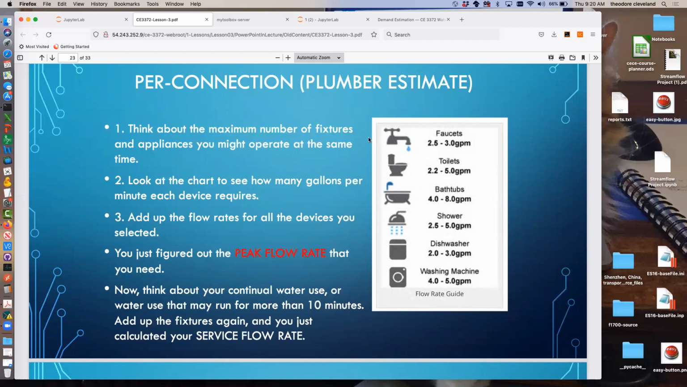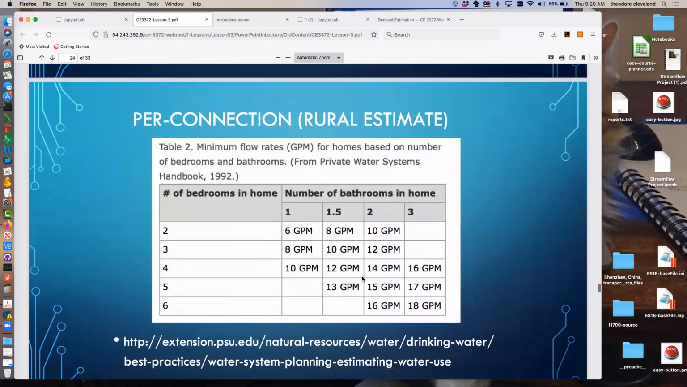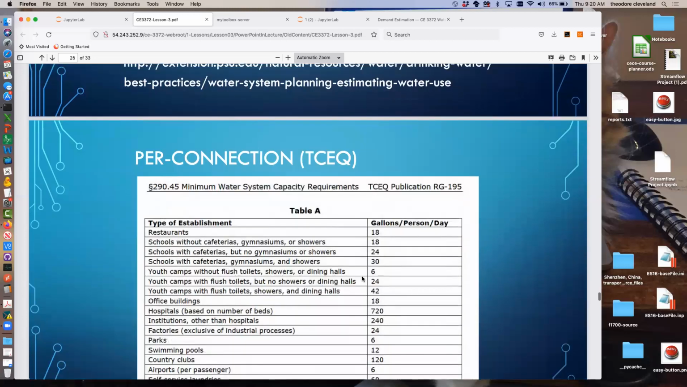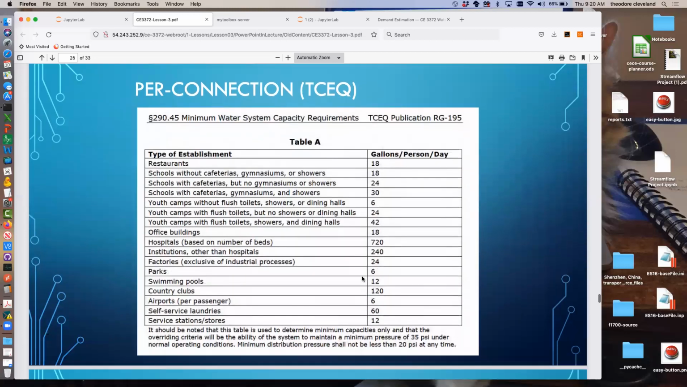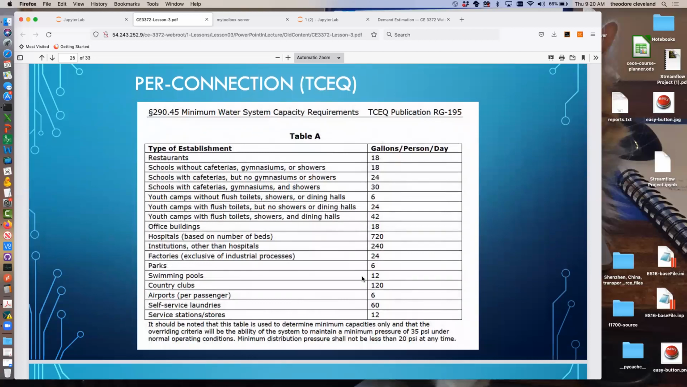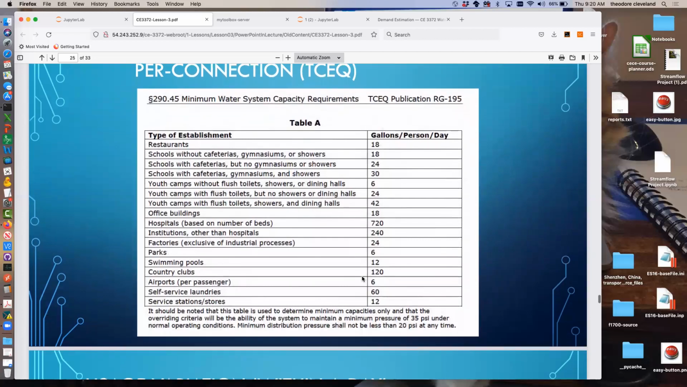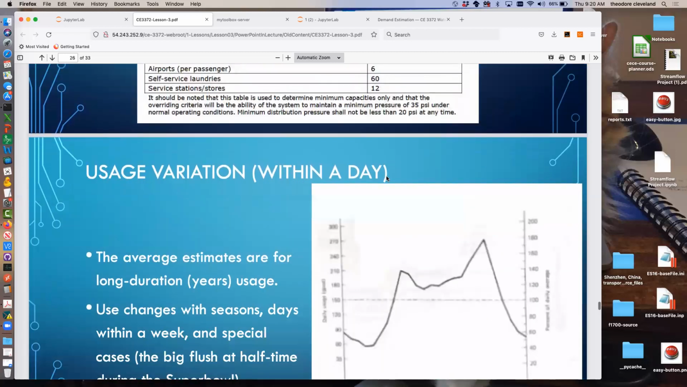You could go by the individual fixtures in the home, or you can use a table for rural estimates. My point here, as you're all packing up, as you correctly should do because I'm babbling endlessly, is there are a lot of ways to estimate potential water use. RG 195 has this table for water use per person per day based on the type of establishment. Schools where you're not allowed to bathe use 18 gallons per person. Schools where you can bathe use 30. So they're giving you 12 gallons to bathe.